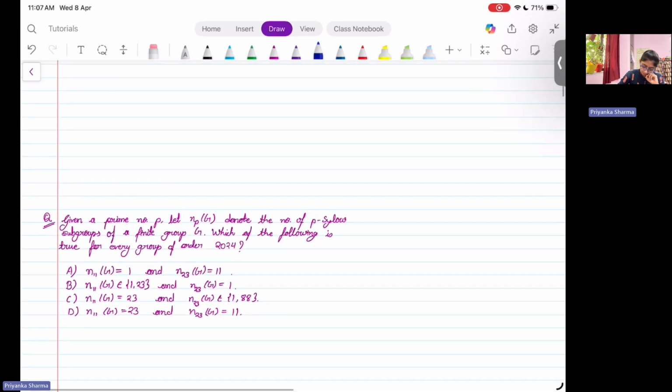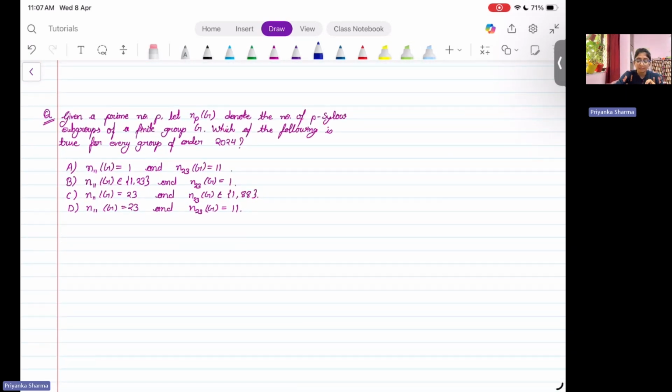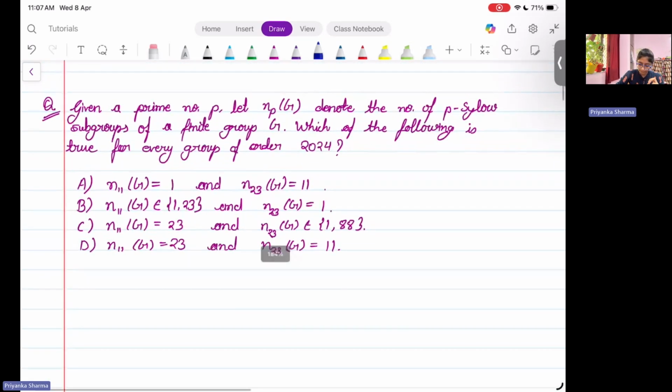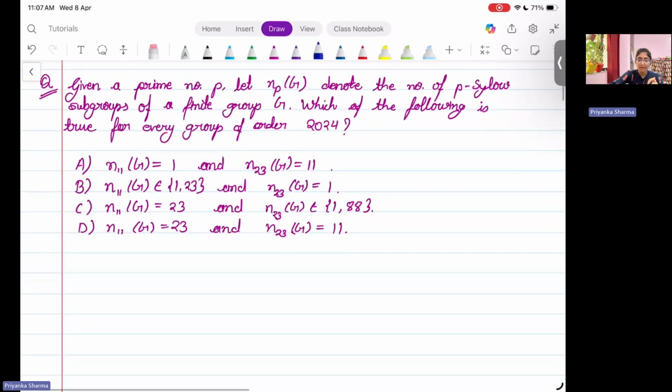Okay, now come to the next question. Given a prime number P, let N P of G denote the number of p-Sylow subgroups of a finite group G. Which of the following is true for every group of order 2024?